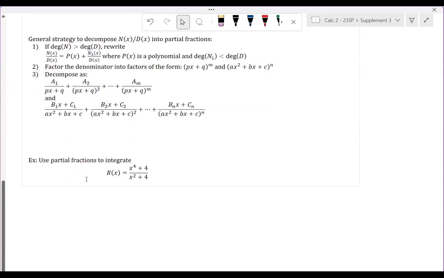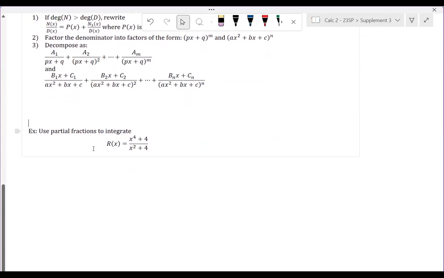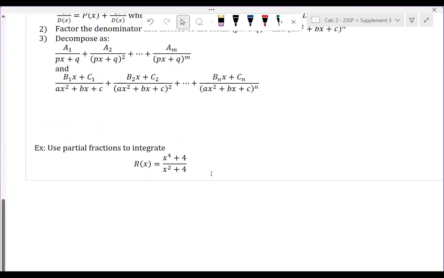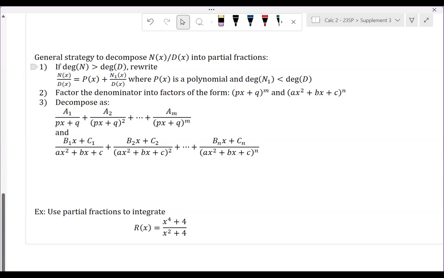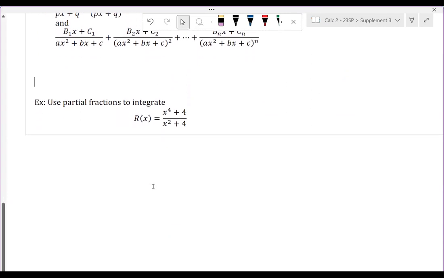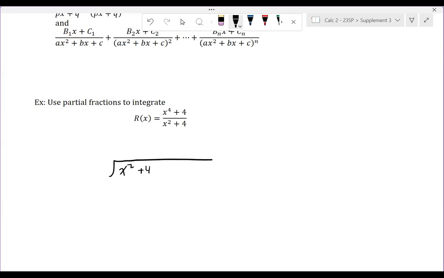Okay, so we're going to move on to this problem now, using partial fractions to integrate x to the 4th plus 4 over x squared plus 4. And we note that here the numerator degree is bigger than the denominator degree. So the first thing we'll have to do is some long division. We've seen a problem like this before, but there is a little detail that we're going to encounter here that we want to make sure that we don't forget about with long division. So I have x squared plus 4 divided by, x to the 4th plus 4.